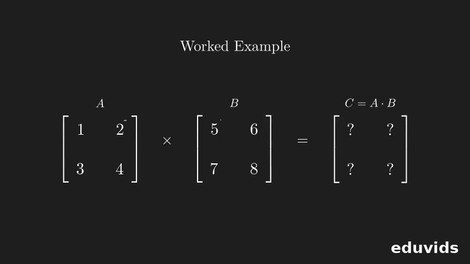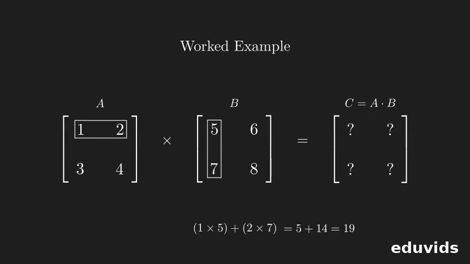To get the top left element of our result, we take row 1 of A, 1, 2, and column 1 of B, 5, 7. We calculate 1 times 5 plus 2 times 7, which is 5 plus 14, making 19. We place 19 in the top left position of our new matrix. We repeat this row by column process for every position in the new matrix.